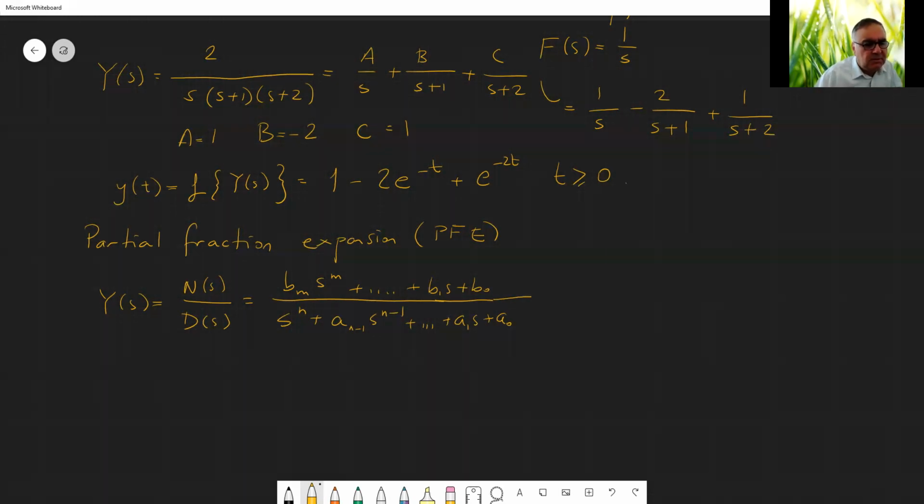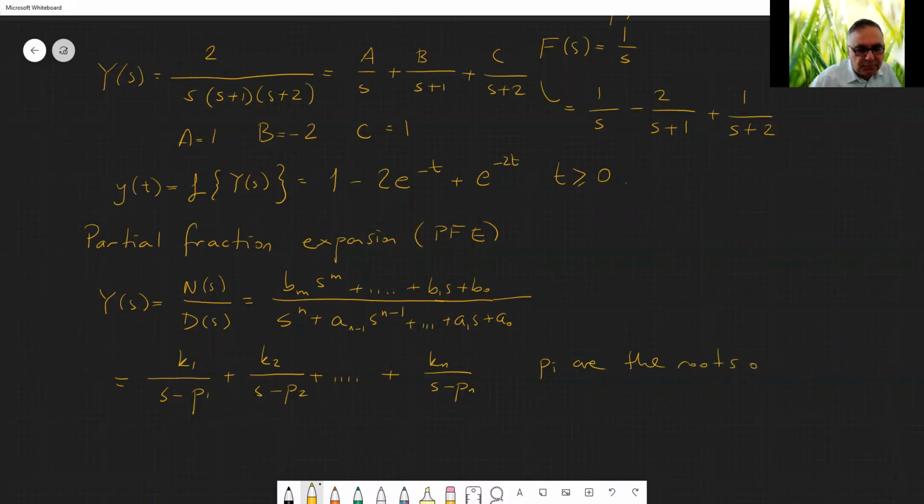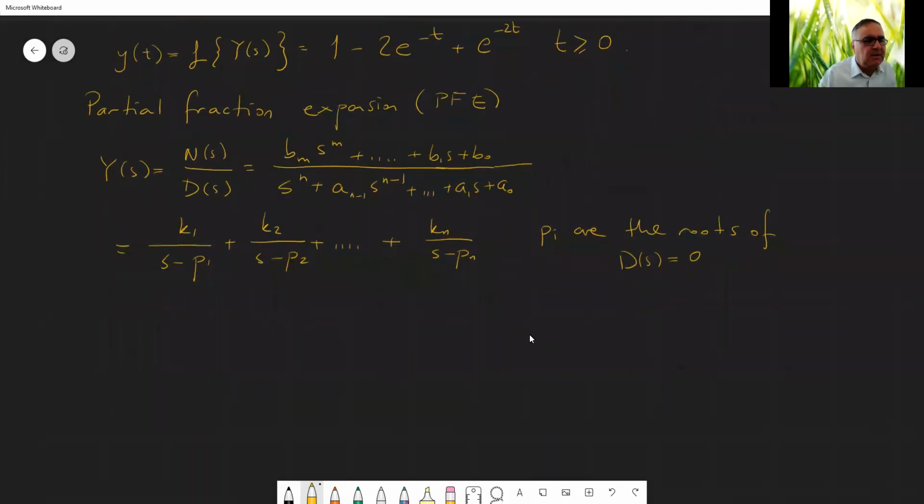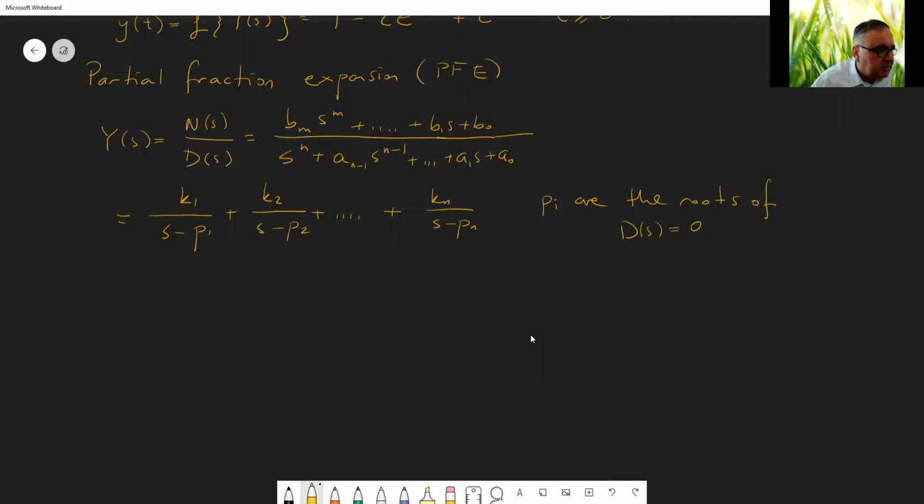Now you cannot take the inverse Laplace transform of this directly, so you want a simpler expression, which you will write as the following. Let's say k1 divided by s minus p1 plus k2 over s minus p2, etc., plus, let's say, kn over s minus pn, where the pi are the roots of the denominator polynomial p of s equals 0. Okay, they are the roots of that polynomial. Now we want to find the k values. The k's are the partial fraction expansion coefficients. We want ki.